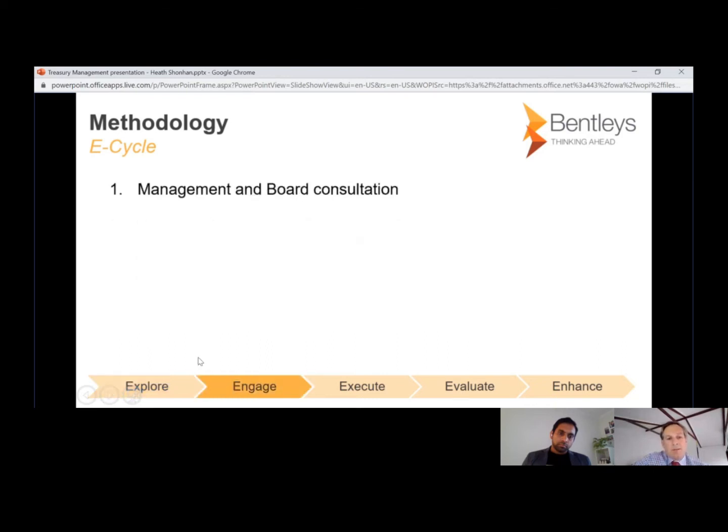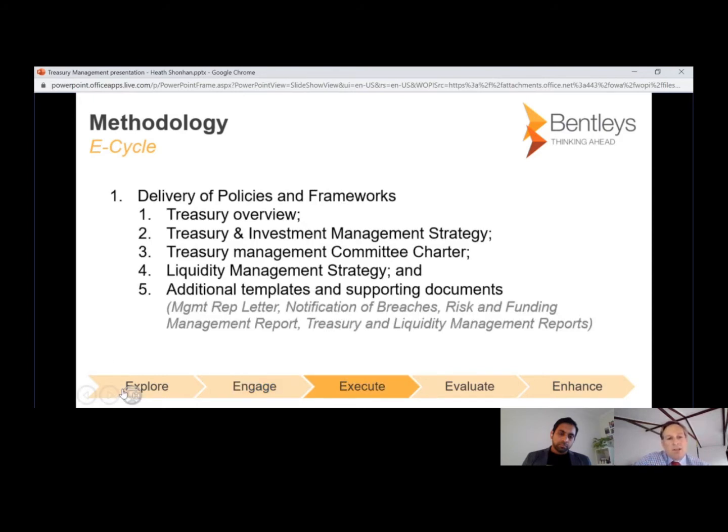From there, as I mentioned before, engaging with board and management before moving into an execution phase, where you start to then, as a result of that gap analysis, upgrade the policies and frameworks. More than likely, this will include some form of overview of the documents in the toolkit.